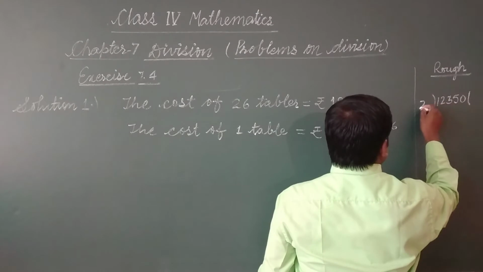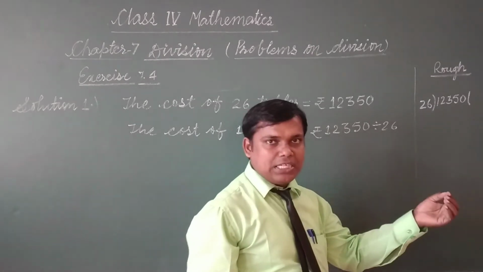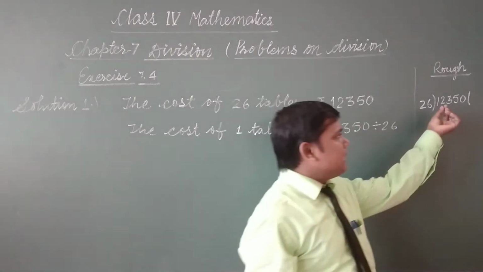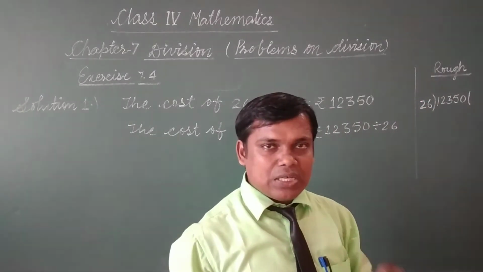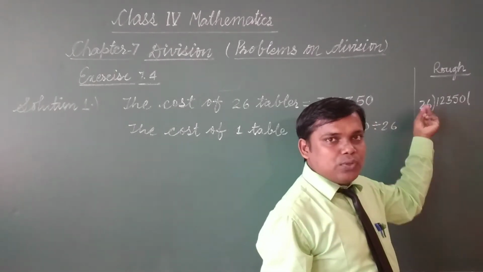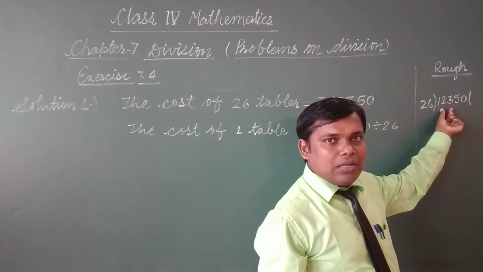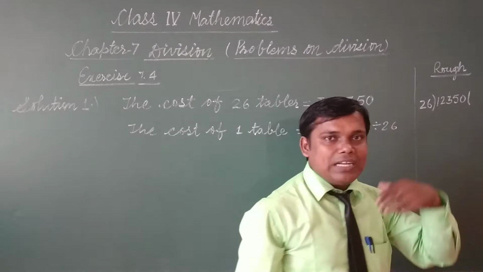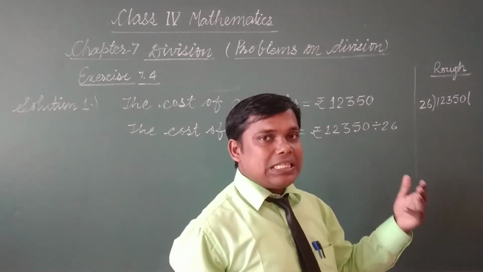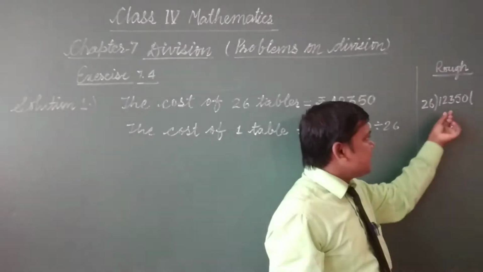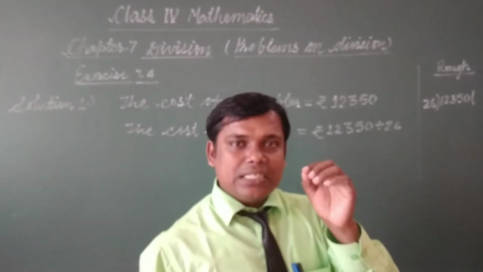So we will write the multiplication table of 26, and we will reach 123. Why 123? Because our divisor is of 2 digits and if we take 2 digits from the dividend, it is 12 and 12 is less than 26. So we will take 3 digits from the dividend to divide. So you can think of the table of 26 which is near to 123.